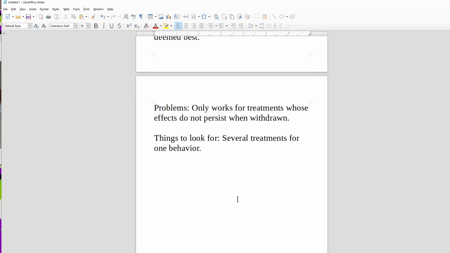Okay, now let's talk a little bit about these single subject experimental designs. They are not very popular in general in psychology. There are certain fields in which they are popular. One of those is school psychology.